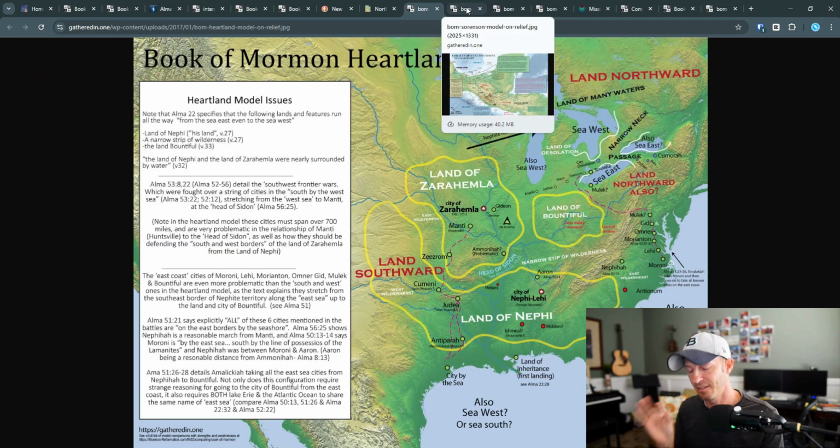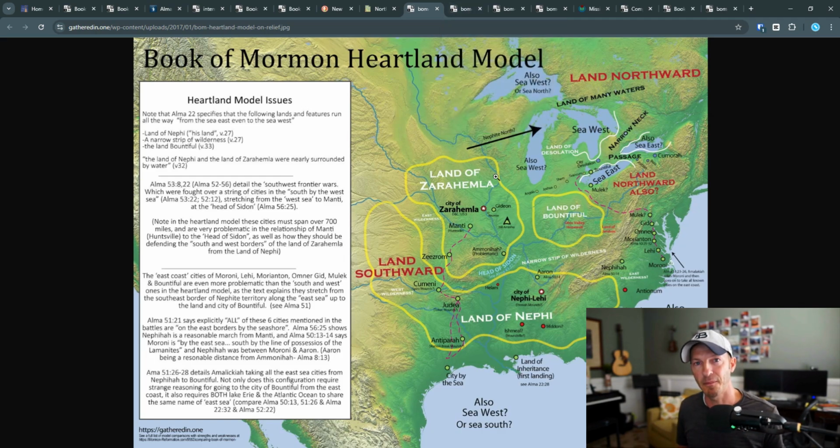But once again, I love the Heartland Model. Holy cow, it absolutely is so important because of all their strengths, which is that the Book of Mormon, the land of Mulek, the final battles, everything happens up in here.